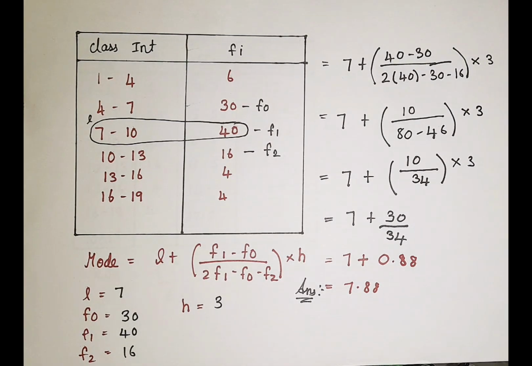So finally we solved question number 6 by using mean, median and mode. We used all the formulas. Why? Because according to the question we have to solve by median, mean and mode. So finally we solved it.